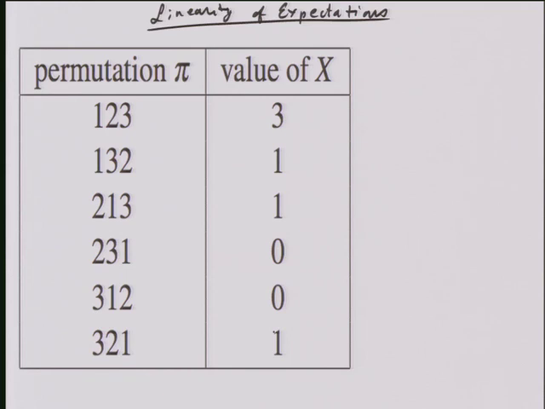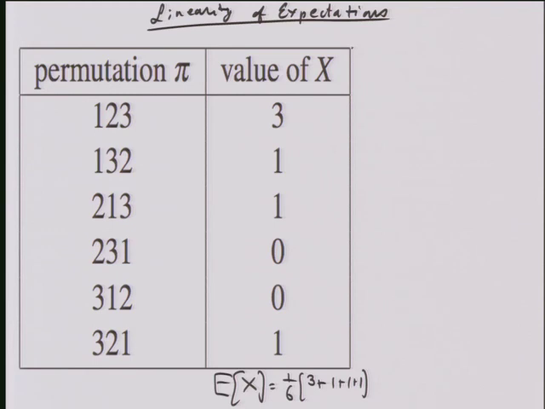So the expected value of x is 1 over 6 times 3 plus 1 plus 1 plus 1. Right? Which is 1.